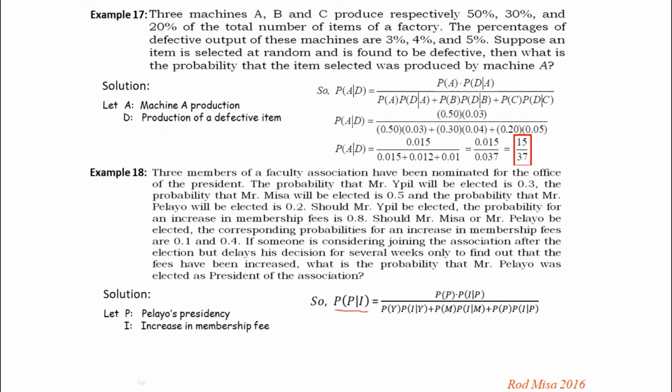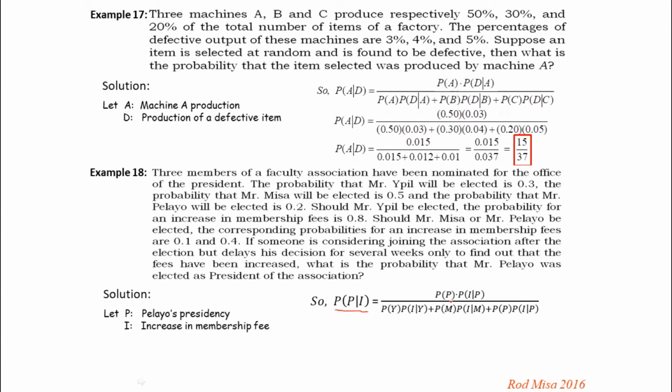is equal to the probability of Mr. Pelayo winning the election times the probability that there is an increase if he won the election, divided by the total probability that there will be an increase in membership fees. And we solved this denominator already in example 16 in the previous slide.